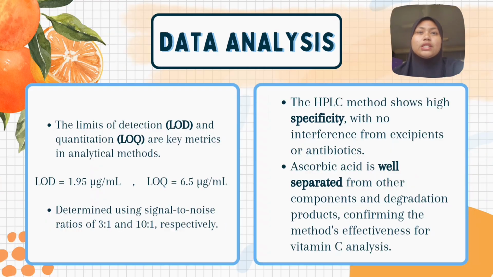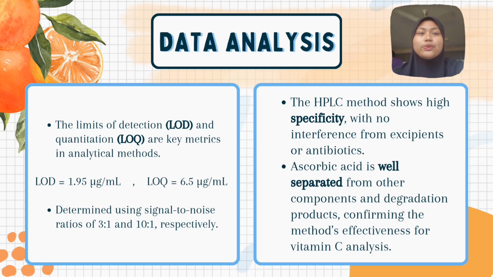Next, the limits of detection, LOD, and quantitation, LOQ, are key metrics in analytical methods. LOD is the lowest concentration of a substance that can be detected, while LOQ is the lowest concentration that can be quantified with acceptable precision and accuracy. For this method, LOD is approximately 1.95 nanogram per milliliter and LOQ is about 6.5 nanogram per milliliter. These values were determined using signal-to-noise ratios of 3:1 and 10:1 respectively.